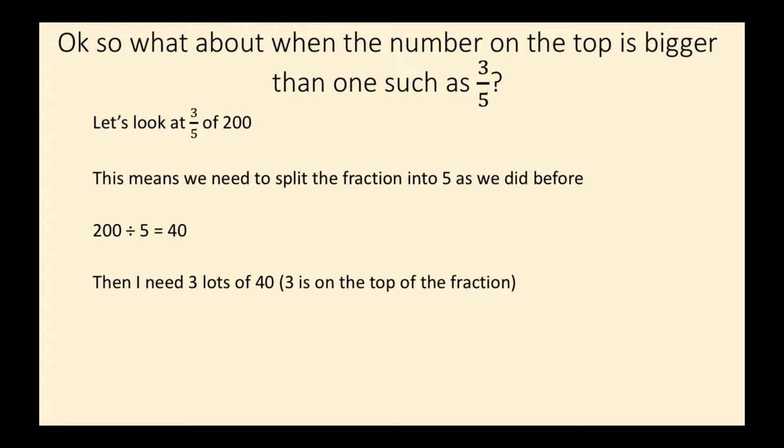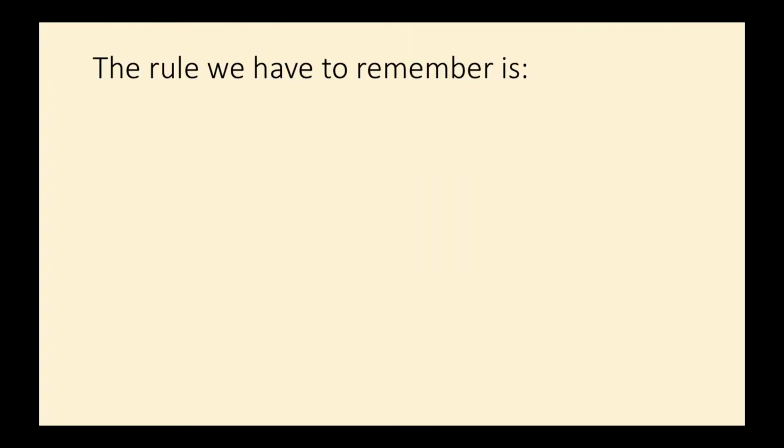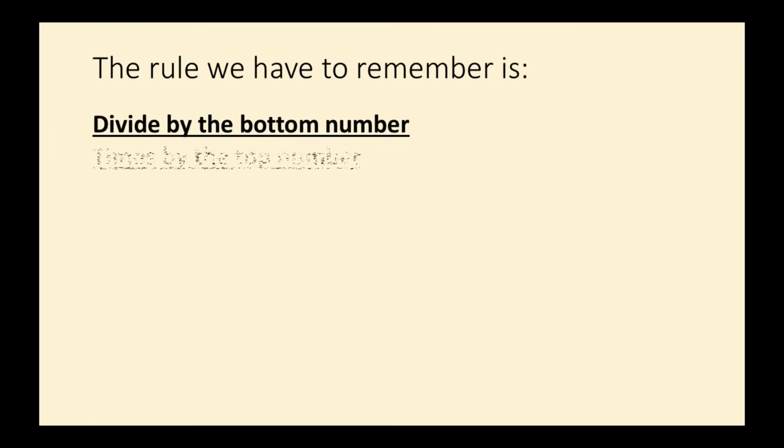And then I need 3 lots of 40, because 3 is on the top. So I divide by 5, which gives us 40, and then I do 40 times 3, which is 120. So you divide by the bottom number and times by the top. So 3/5 of 200 is 120. The rule we have to remember, as I said before, is divide by the bottom number and times by the top number.